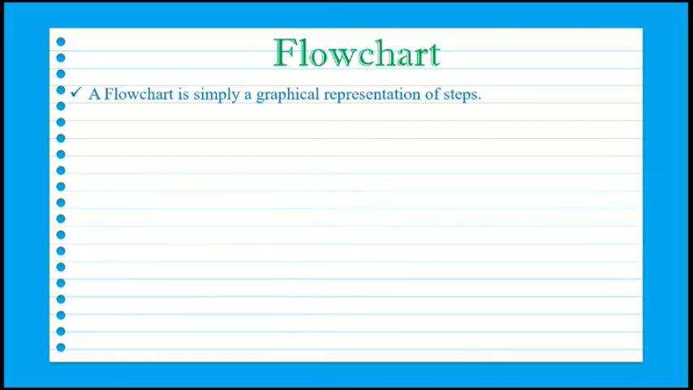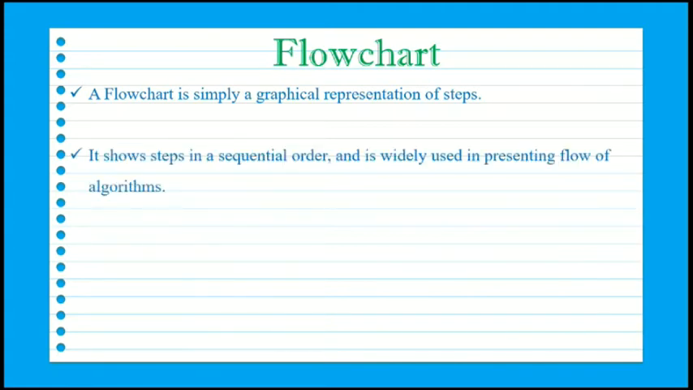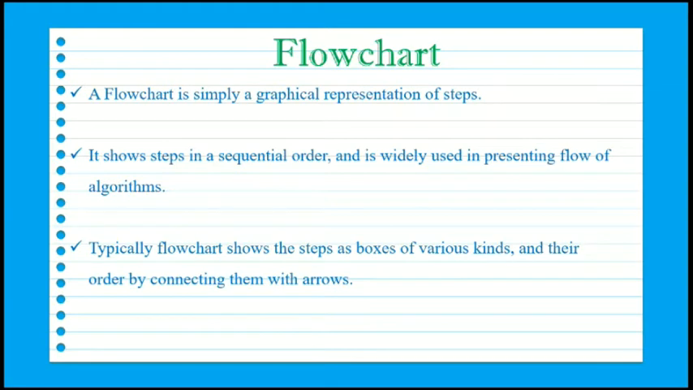A flowchart is simply a graphical representation of steps. It shows steps in a sequential order and is widely used in presenting flow of algorithms. Typically, flowchart shows the steps as boxes of various kinds and their order by connecting them with arrows.